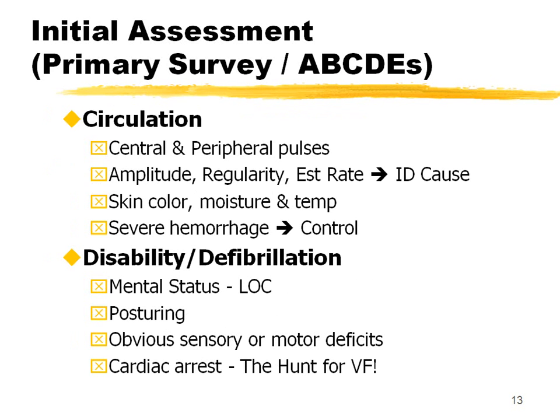So again, circulation: central and peripheral pulse, amplitude, irregularity, estimate, identify causes, skin temperature, moisture, color, and obviously severe hemorrhage, control it. Disability: what is their mental status, their level of consciousness, or is there a loss of consciousness at that point? If so, why? Posture, what's posturing? Are they sitting straight up, or are they slumped over, tripoding? That's one way. What else can posturing be?